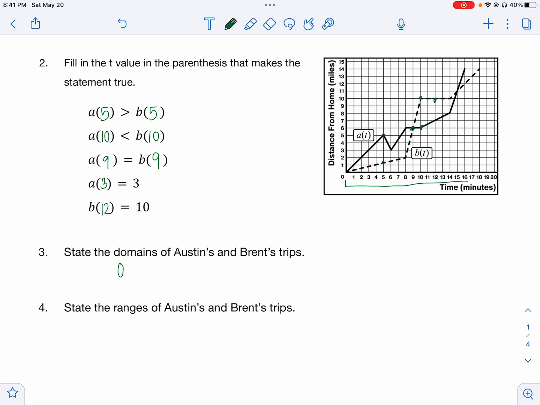Austin's trip is the bolded line one. That took a total of 16 minutes. So from 0 to 16 is Austin's. And Brent is from 0, and his took a little bit longer. It took 18.